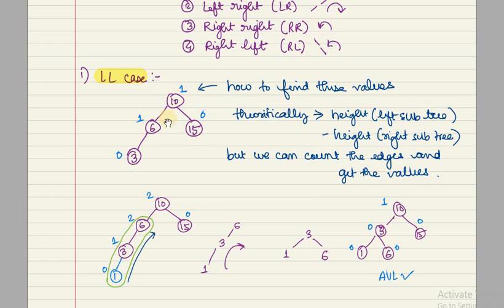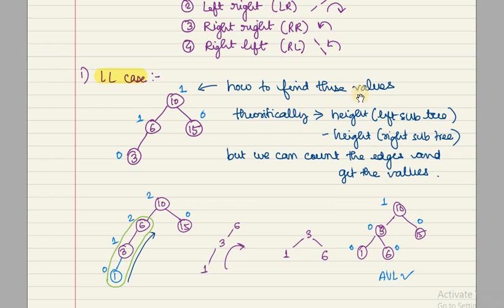Because 10 has 2 children, 6 has 1 child, and 3 has 0 children, and 15 has 0 children. Right, so it's a binary tree. It's a binary search tree as well, because all the elements to the left hand side of 10 are lesser than 10, and all the elements to the right hand side of 10 are greater than 10. Similarly, if you look at 6 or 3 or 15, you will get the same principle.